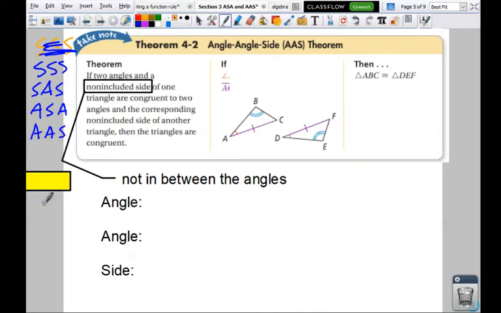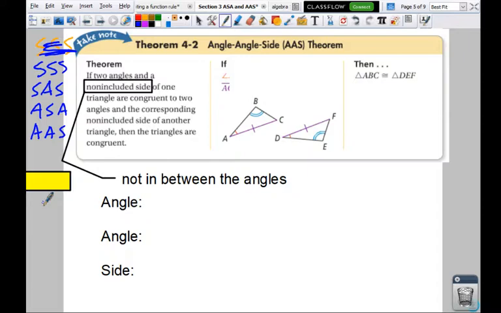Is this really our last one? No. Why is that? Because of angle, angle, angle. If we had angle, angle, angle, they would be similar triangles, but they would not be congruent. They could be the same shape, but one could be stretched out and the other shrunk down. They would be similar, but not congruent. Remember, congruent means exactly the same size, just different spot. So that's good thinking.